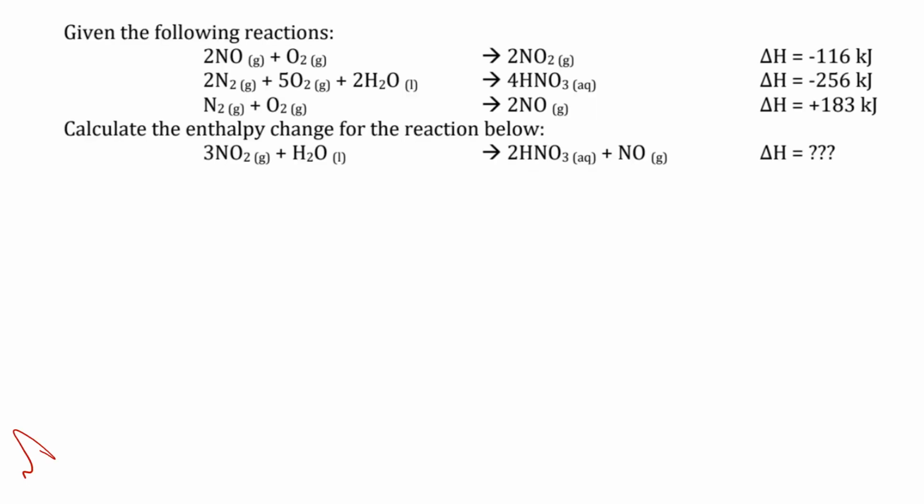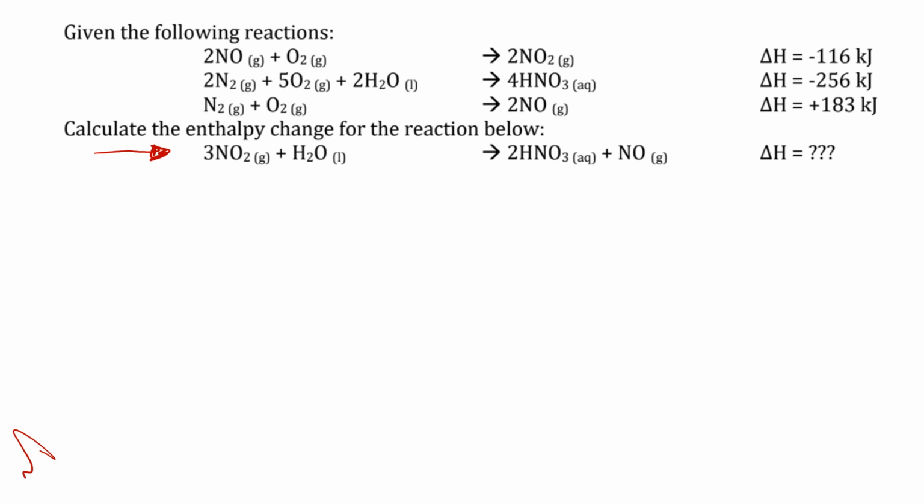We have a list of reactions given here with a set of delta H's, and it wants us to find the enthalpy change for the reaction below. So in order to do this, you have to do a lot of math, essentially. You're trying to end up with this reaction here on the bottom. This is our target, and we've got to figure out what we're going to do in order to achieve it.